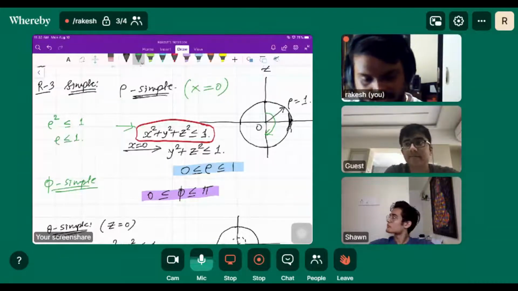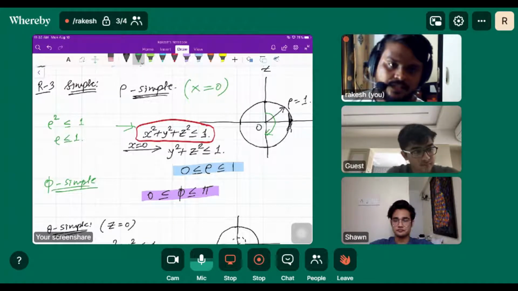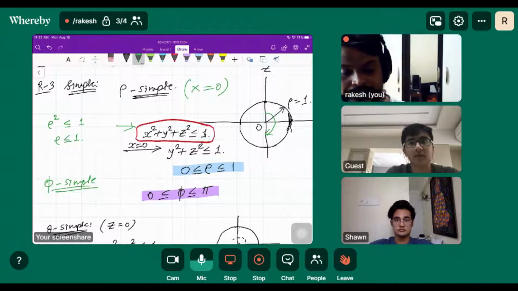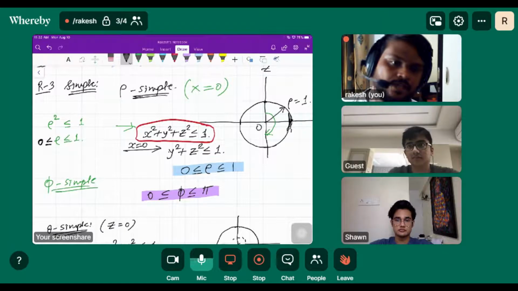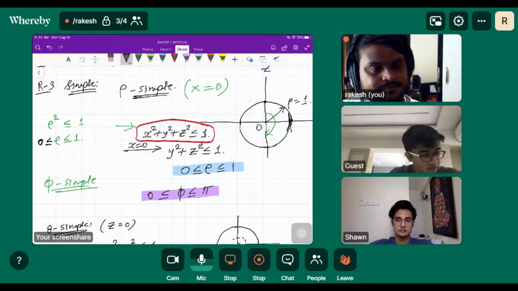So as we have seen, rho square is less than or equal to 1, because x square plus y square plus z square is equal to rho square, and rho is the radius of the sphere that has to be greater than or equal to 0, right? So the lower and upper limit of rho is 0 and 1.